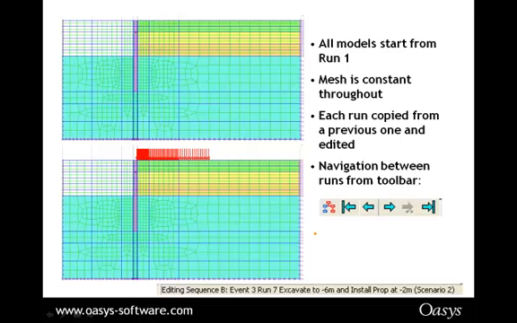Just to run through how the mesh connects to the runs: all the models start from run 1. The mesh is constant throughout, and each run is copied from a previous one and edited. But you can navigate between the runs using this toolbar here. Once you've navigated between the runs, you can add your loads, change your material properties, add props, change your water or your boundary conditions accordingly. So there are lots of options with construction stages.